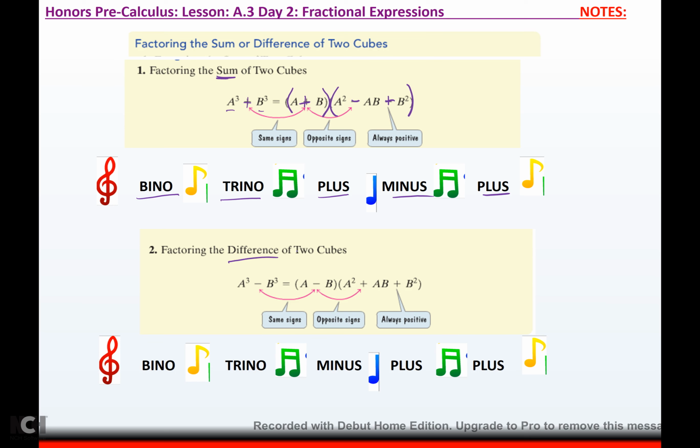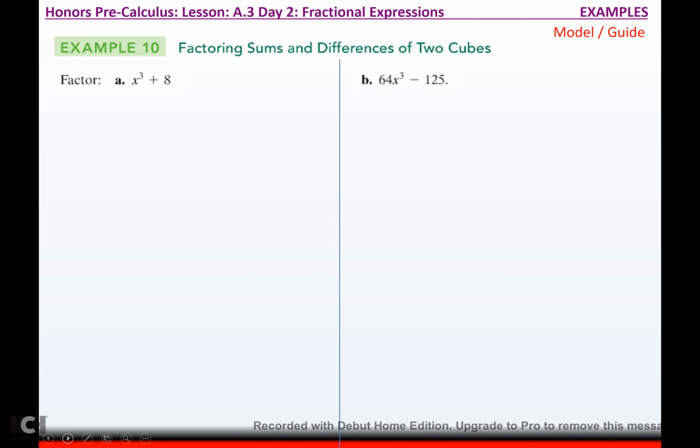When you have a difference of two cubes, where both terms are perfect cubes but you're subtracting instead of adding, the signs go binomial, trinomial, minus, plus, plus. And again, then you just plug in your A's and B's, and you're done. Alright, so let's look at this.